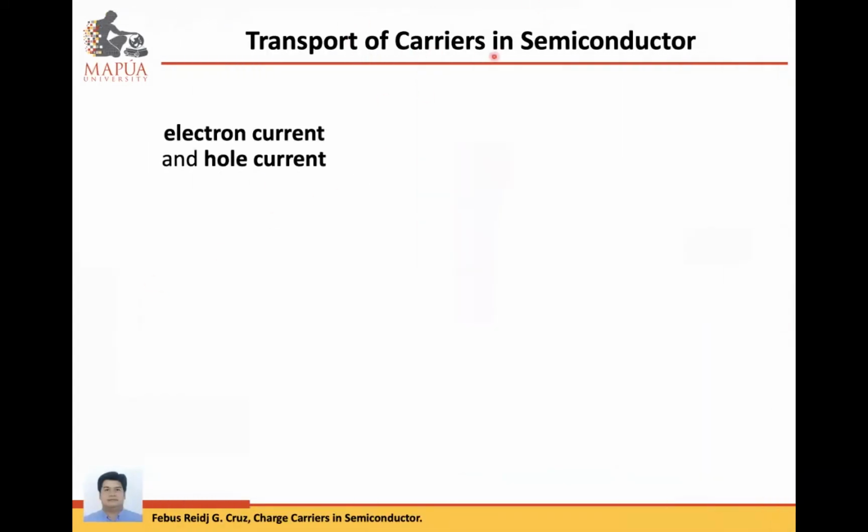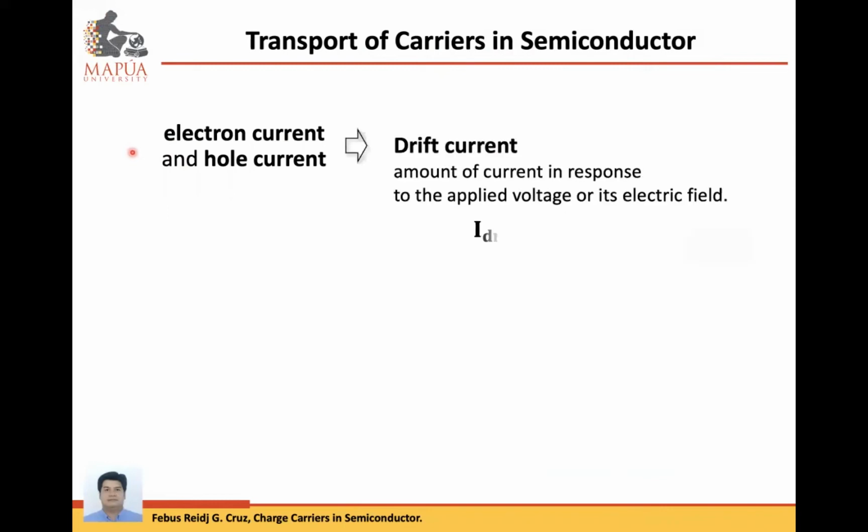Alright, so the transport of carriers in a semiconductor is comprised of two currents, the electron current and the hole current. And this transport of carriers has two mechanisms. The first one is the drift current. This is the amount of current in response to the applied voltage or its electric field. The drift current of electron current and hole current is directly proportional to the electric field.